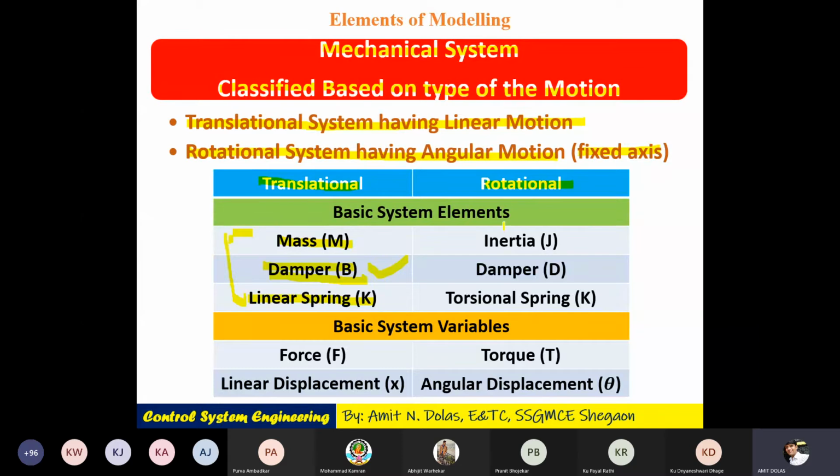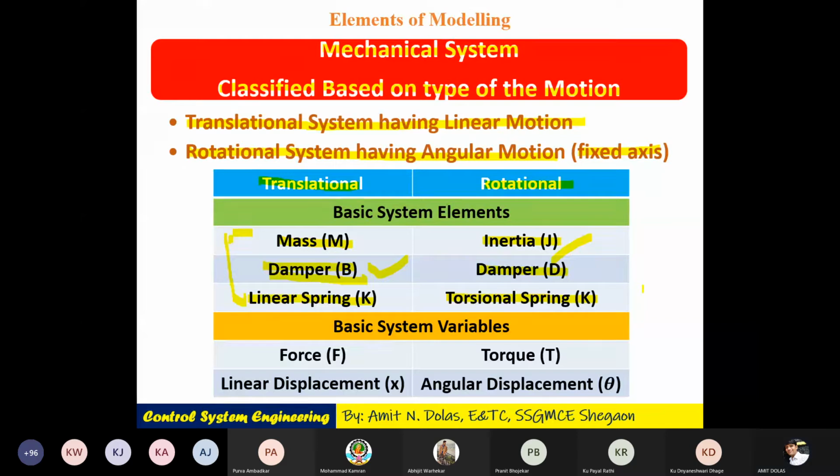Similarly, the elements are there in rotational, but the notations are different. In rotational we have inertia denoted by J. We have the damper, denoted by D, and the torsional spring, denoted by K. Linear spring, you know what a linear spring is. The one inside a pen is a linear spring. Also, those of you who have inserted pins in a stapler, that spring is also a linear spring.